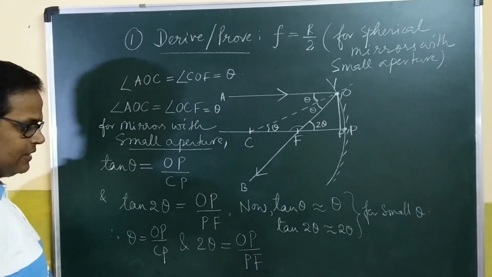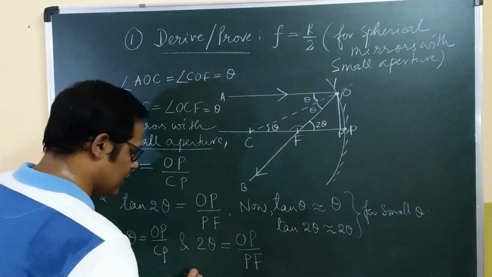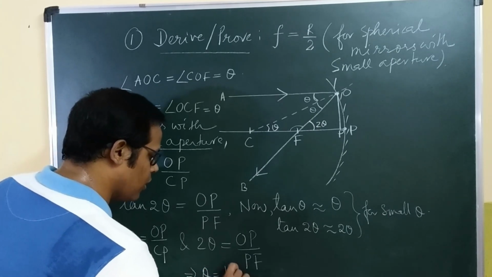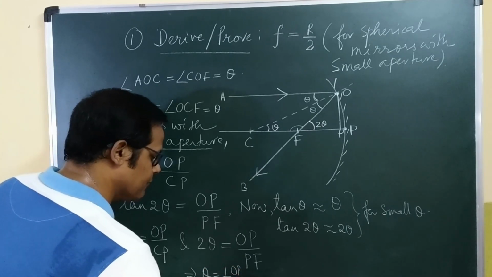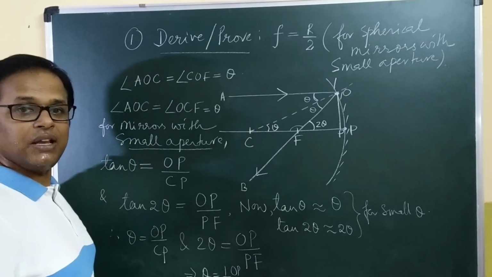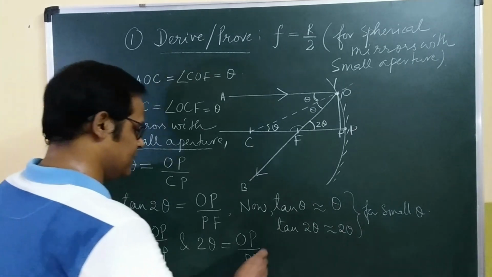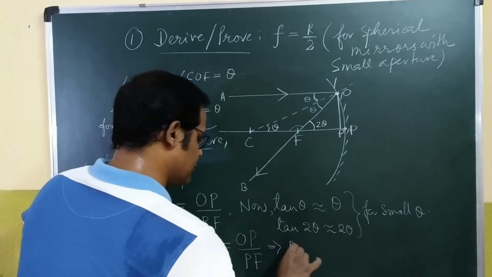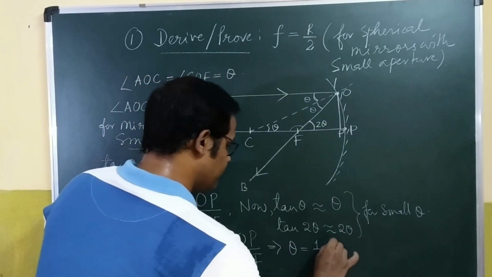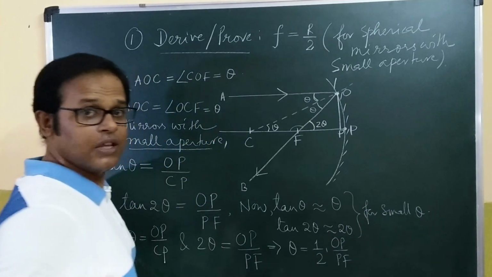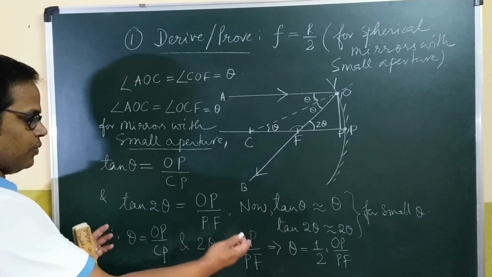That's it. So if I move that 2 to the other side, it becomes theta equals half of OP by PF. Is that visible? Oh, sure. Sorry, it's not visible to you. So let me write it here. So theta should be equal to half of OP by PF. I hope that is clear. So anyone can do it now.